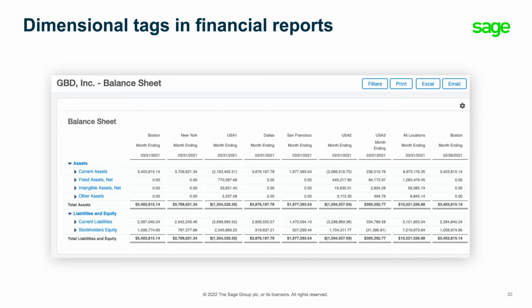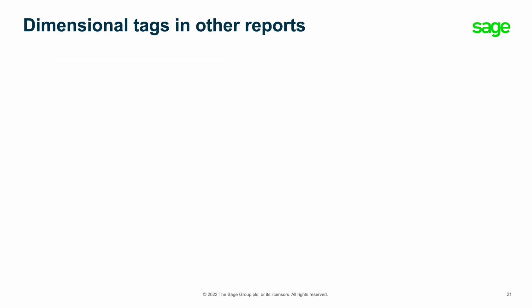You can also choose to build custom reports for unique reporting needs, like stacking your financial and non-financial data against each other, so you can view your customer list and filter by territory or by industry. With dimensional tags and reporting, you have easy access to the information you need the most.